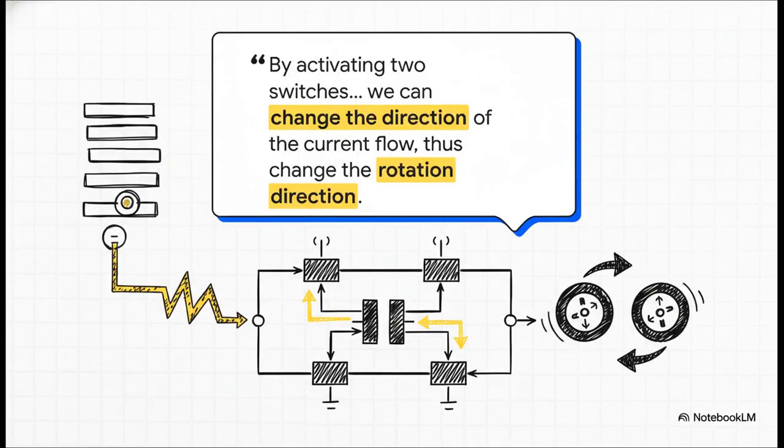There's this great quote from one of the sources that just nails it. Our code, the code running inside that relentless loop, is essentially just flipping a couple of tiny electronic switches inside that H-bridge. That simple action, changing the direction of the current, is what gives our robot the ability to move forward, backward, and turn. It's a direct, tangible link from a line of code to real physical motion.